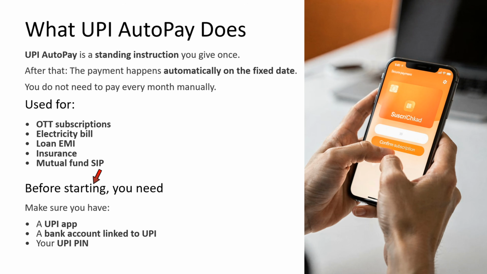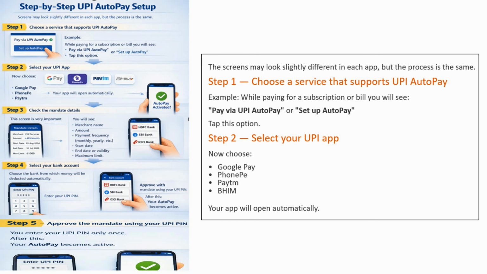Before starting, you need to make sure you have a UPI app, a bank account linked to the UPI, and your UPI PIN. Now we will see step by step UPI AutoPay setup. The screens may look slightly different in each app, but the process is the same.